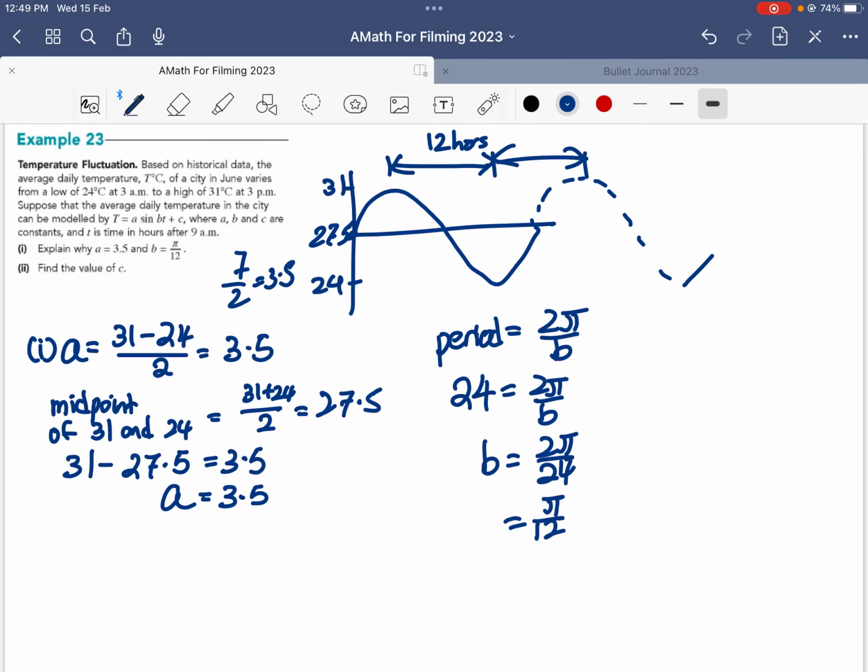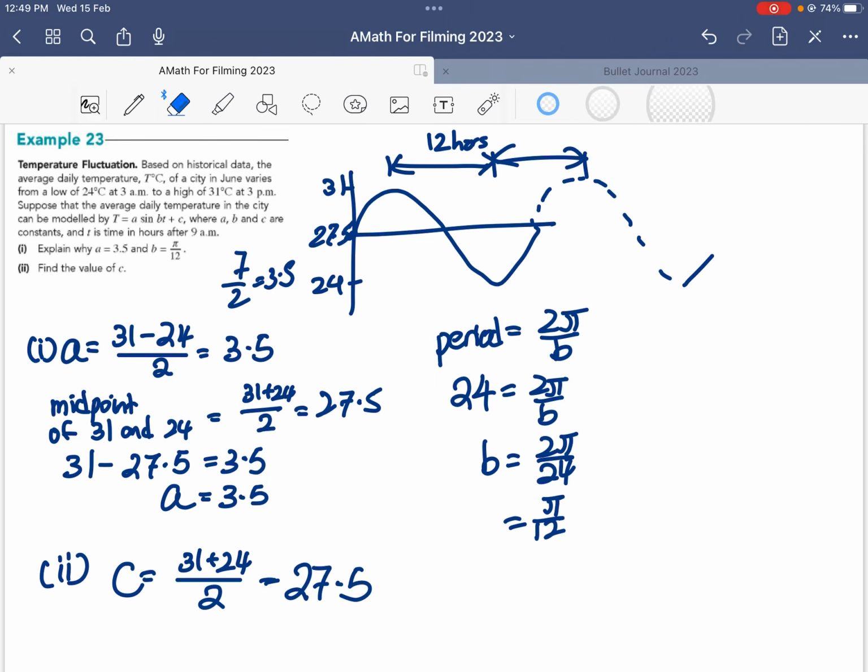So now, lastly, to find my C value, I actually showed you how to find a C value just now. So actually, it's just 27.5. It's actually the midpoint between the max and the min. So what I get is actually 27.5 here. Okay, so part 2, C is 31 plus 24 over 2. What I get here is 27.5.